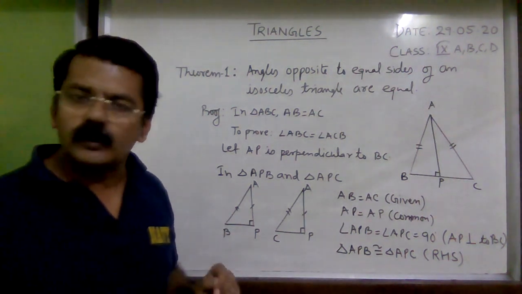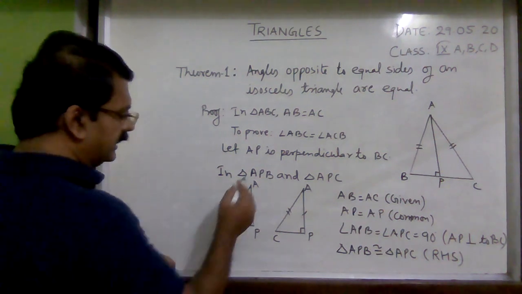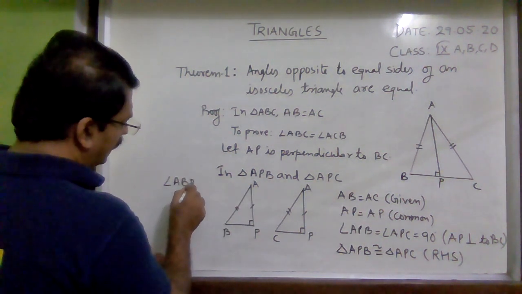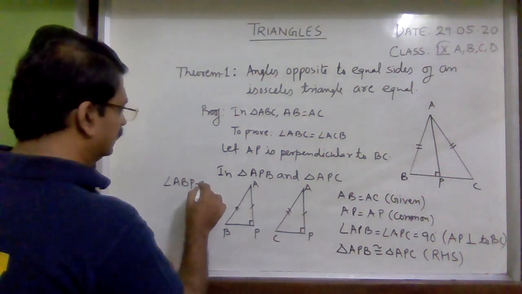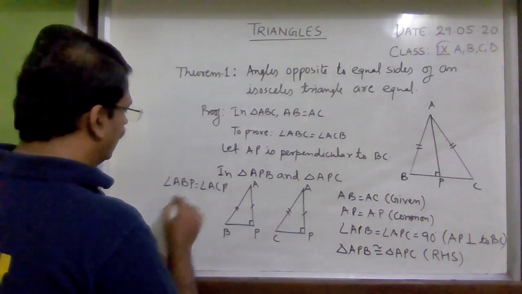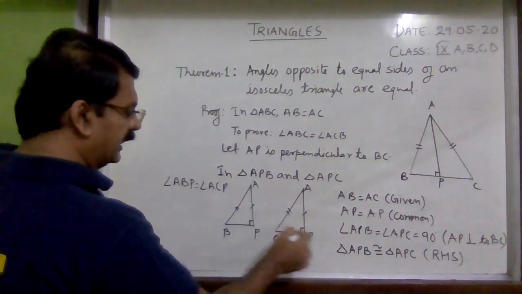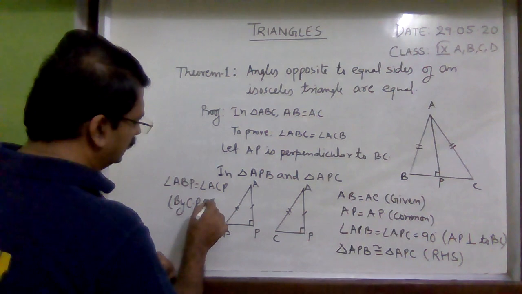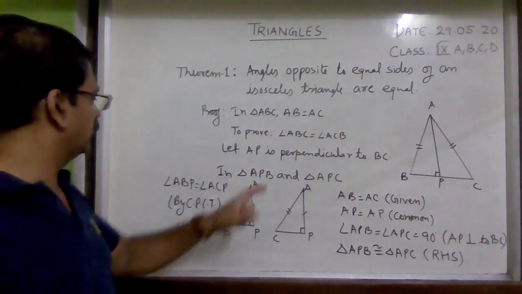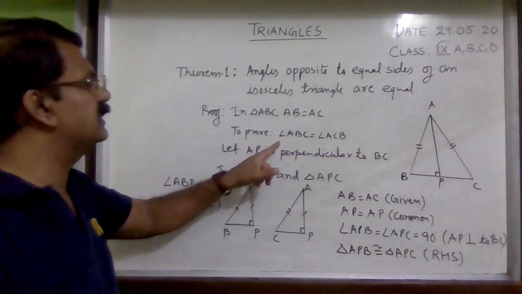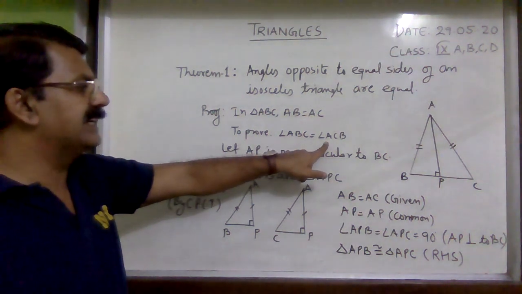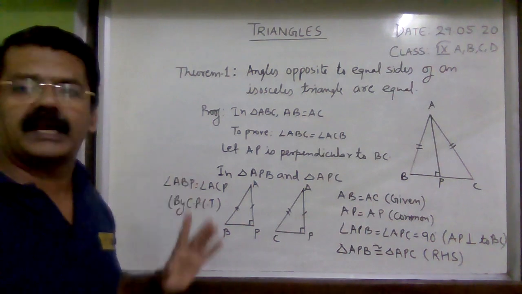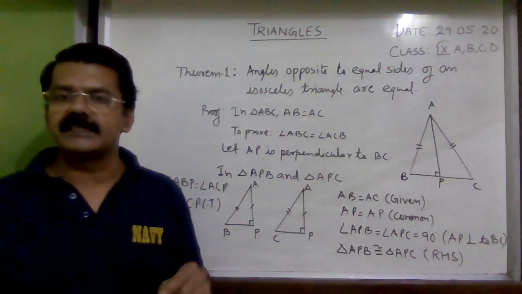Now as they are congruent, you can easily say that angle ABP is equal to angle ACP by CPCT, and that is what we have to prove. We have to prove that angle ABC or ABP is the same, and ACB or ACP are the same. So angle ABP is equal to angle ACP. We have proved it by CPCT.